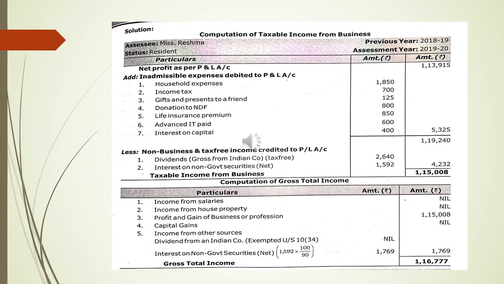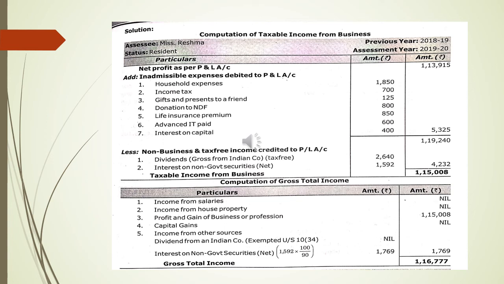So we have used the grossing up formula: 1592 into 100 divided by 100 minus TDS. TDS will normally be 10%. So we have calculated the gross as 1769. By adding all these 5 heads of incomes, your gross total income is 1,16,777. This is how the calculation of gross total income has to be done.